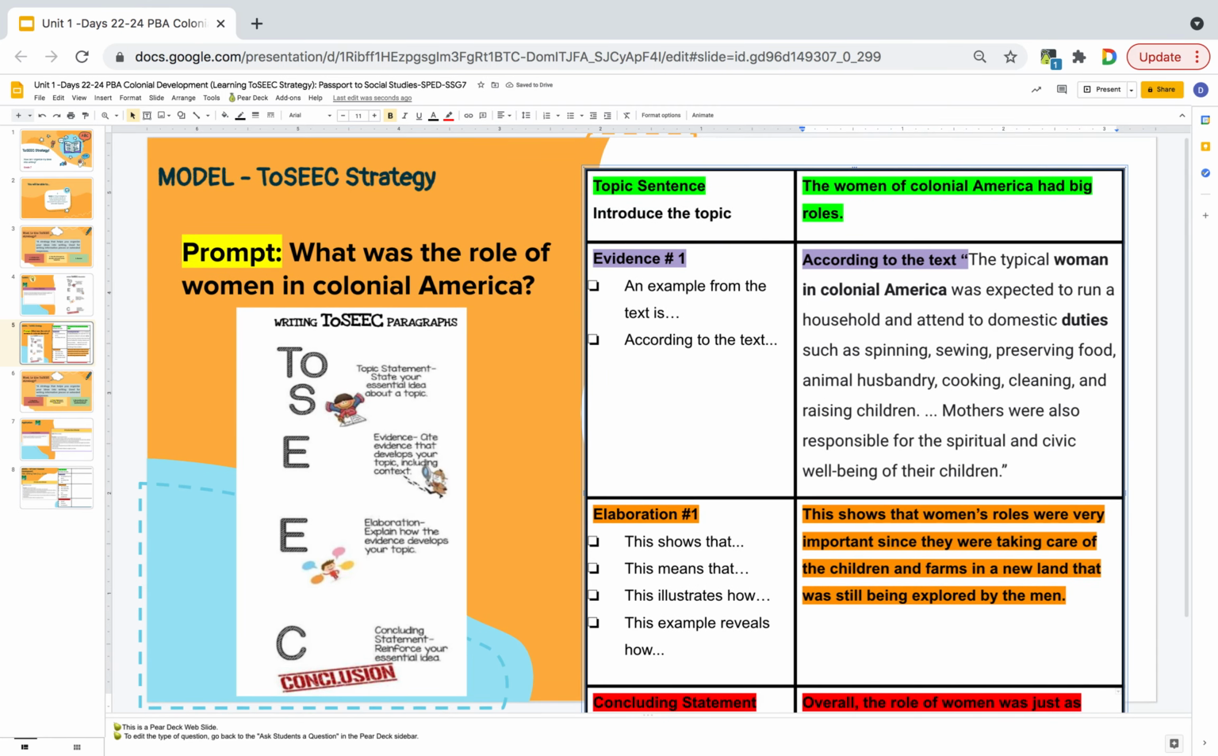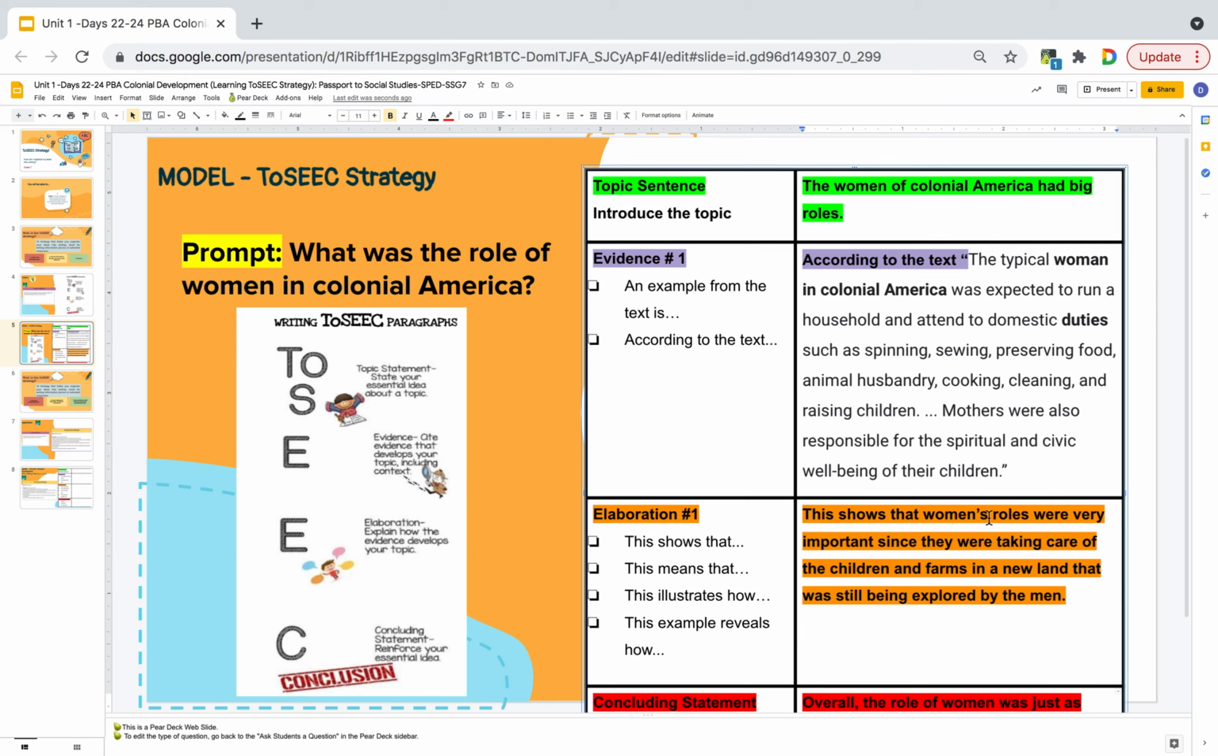So now I'll be able to revise my writing and see if it all makes sense. The women of colonial America had big roles. According to the text, the typical woman in colonial America was expected to run a household and attend to domestic duties such as spinning, sewing, preserving food, animal husbandry, cooking, cleaning, and raising children. Mothers were also responsible for the spiritual and civic well-being of their children.